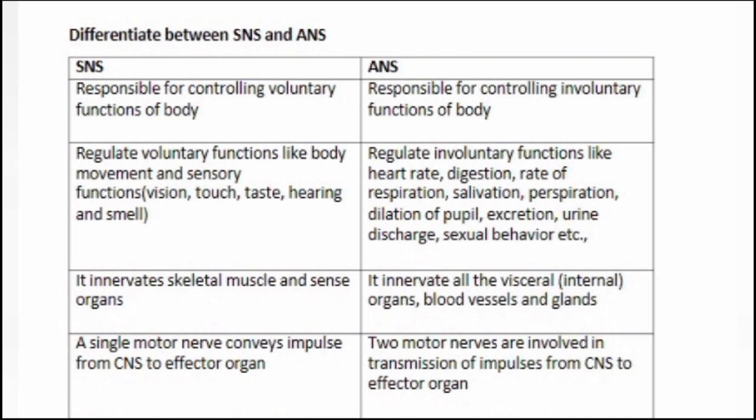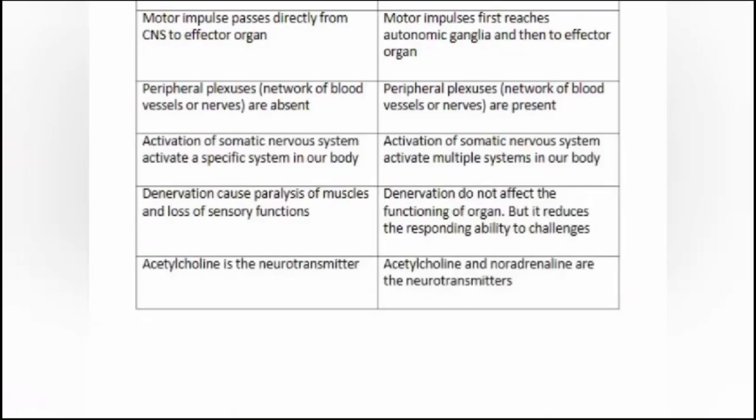It controls visceral organs like digestive function, etc. And then it sends signals for our motor nerves, right? It just transports impulses from the brain CNS to the effector organs. But in ANS, it reaches the autonomic ganglia and then goes to the effector organ. If there is any damage in our nervous system, it does not affect our involuntary function. It only affects our voluntary function.